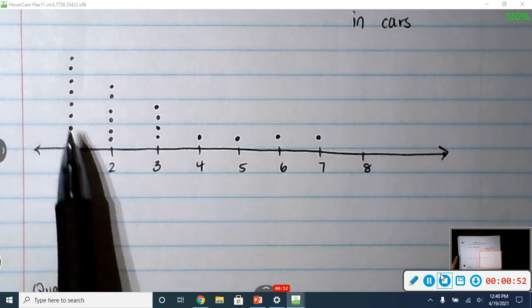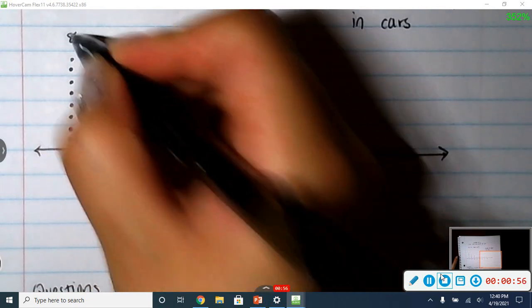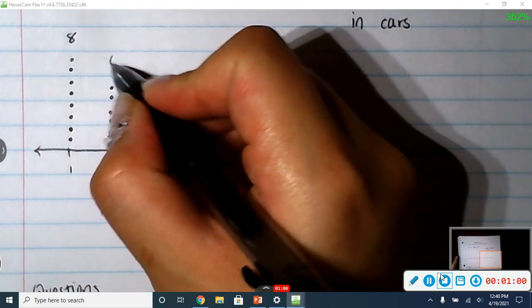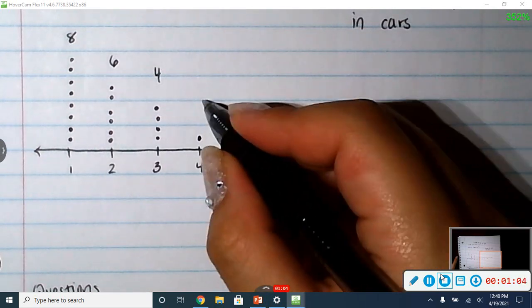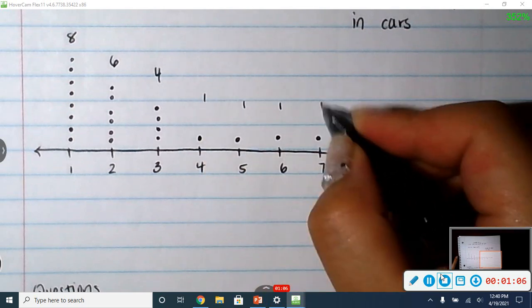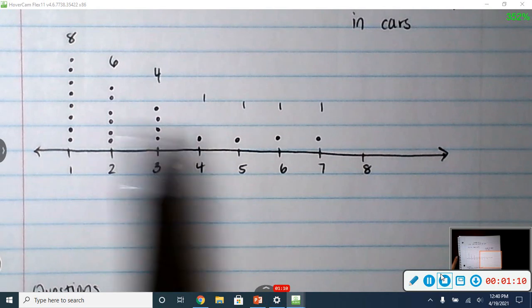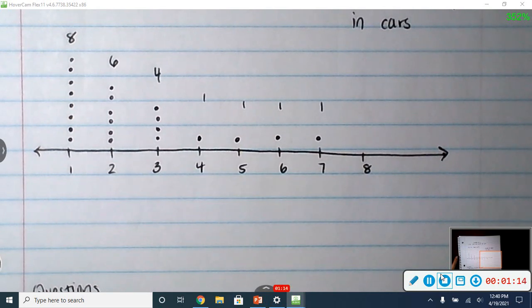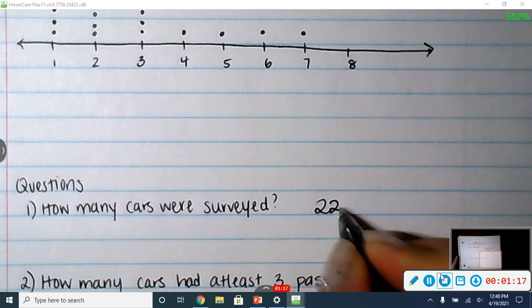So in this line right here, we'd count them all up. There are 8 in this line right here. There are 6 right here. There are 4 right here. And then there's 1 in each of these. So we're going to add all of these up. So this would be a total of 22. So total number of cars that were surveyed, there are 22.